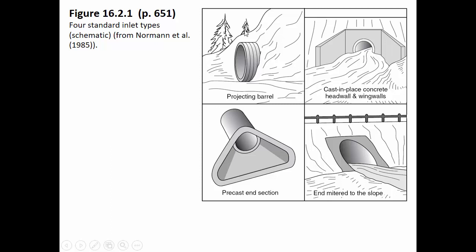The pipe could be projecting or it could be mitered, which means that they've kind of matched the edge of the pipe with the slope of the roadway. And sometimes there are just precast end sections that can be put into place really easily that try and guide the flow into the pipe, but they don't have to be put into place in situ, which is more expensive and a little bit trickier. If it's built in a factory, it can be done right to specifications and then just put into place in the field.